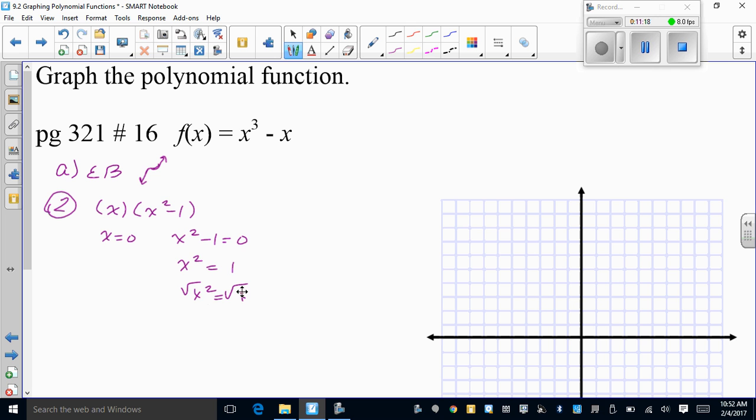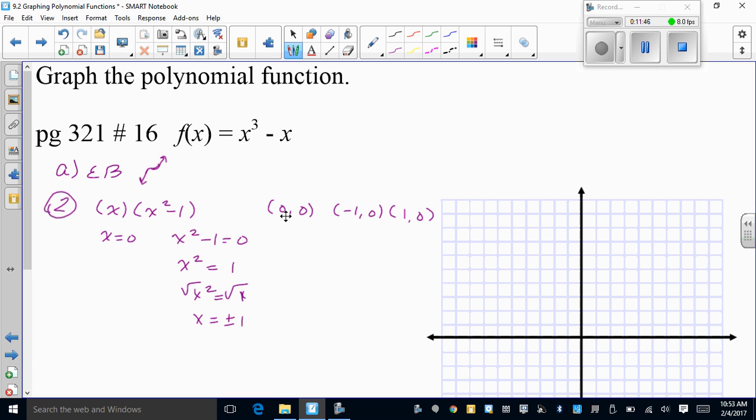Then you get x equals positive or negative 1. So on this one, we're going to get (0, 0), (negative 1, 0), and (positive 1, 0). Now, just like the last problem, the y-intercept came in with the x-intercepts. That's why I didn't do step 5 on the last one. And this is also why I stated that you can do the y-intercept at any point.